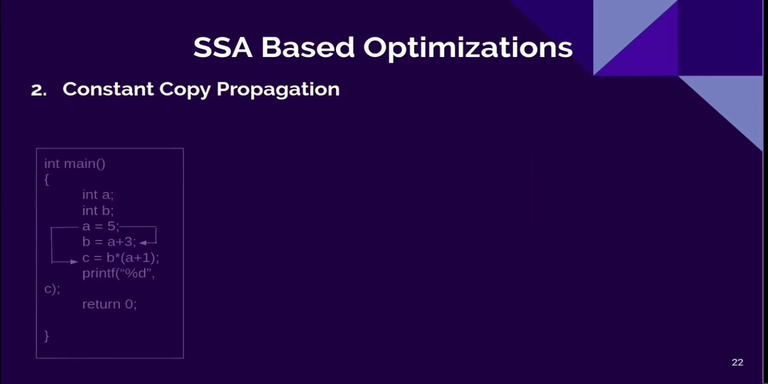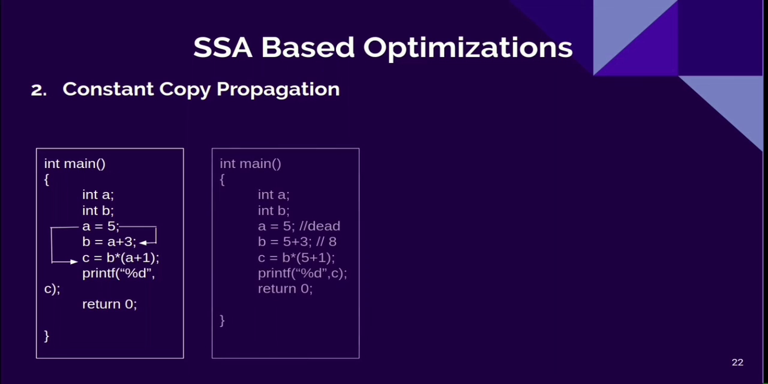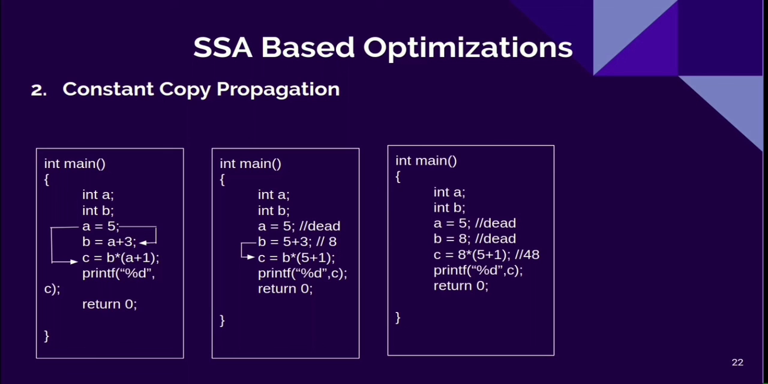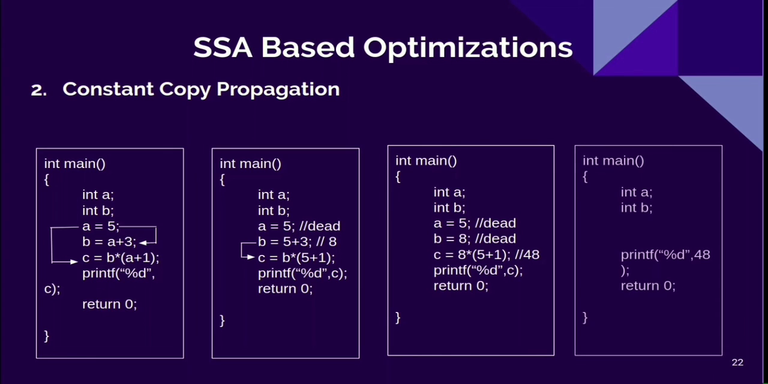Second one is the constant copy propagation. Here a equal to 5 is considered to be having a constant value, so it is propagated to its use. After propagating, b also becomes a constant now, so the value of b is propagated to its use. After which even c becomes a constant and the value of c as well is propagated, and the dead code is now eliminated in this constant copy propagation.